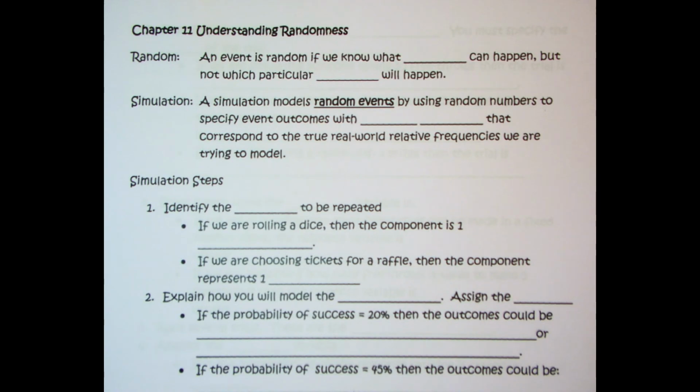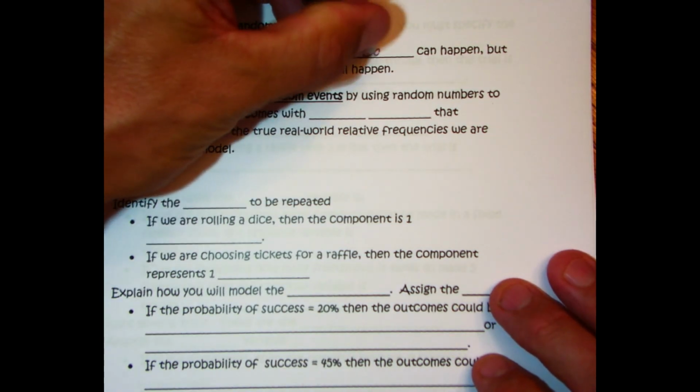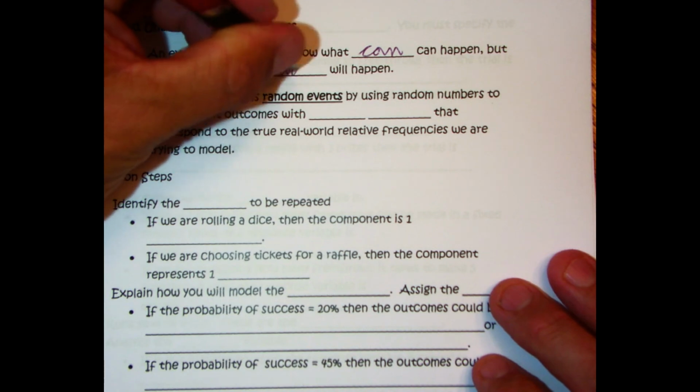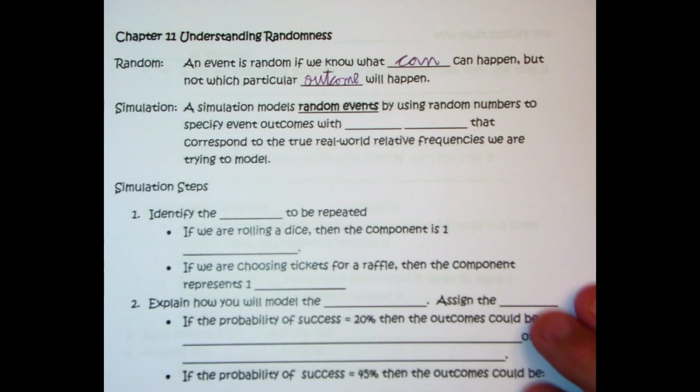Okay, so the definition of random is an event that is random if we know what can happen, but not which particular outcome will happen. Okay, so that's what randomness is.